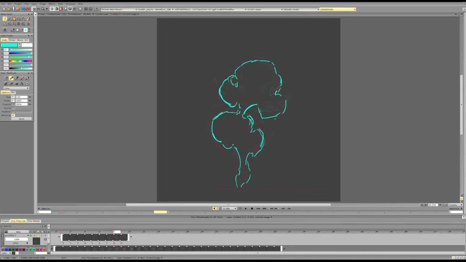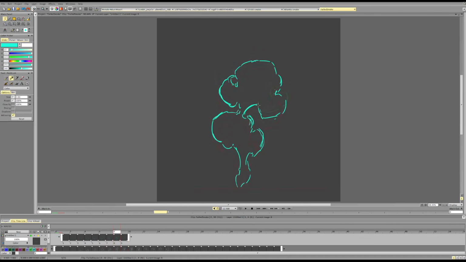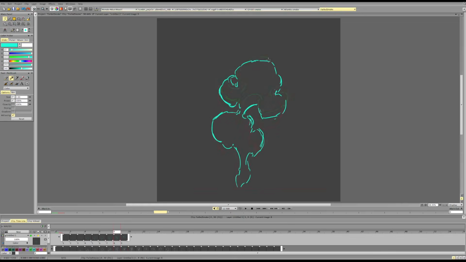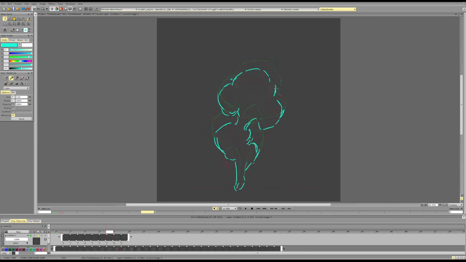Force like this, cuts in. Okay, I'm repeating the motion. It's not good.